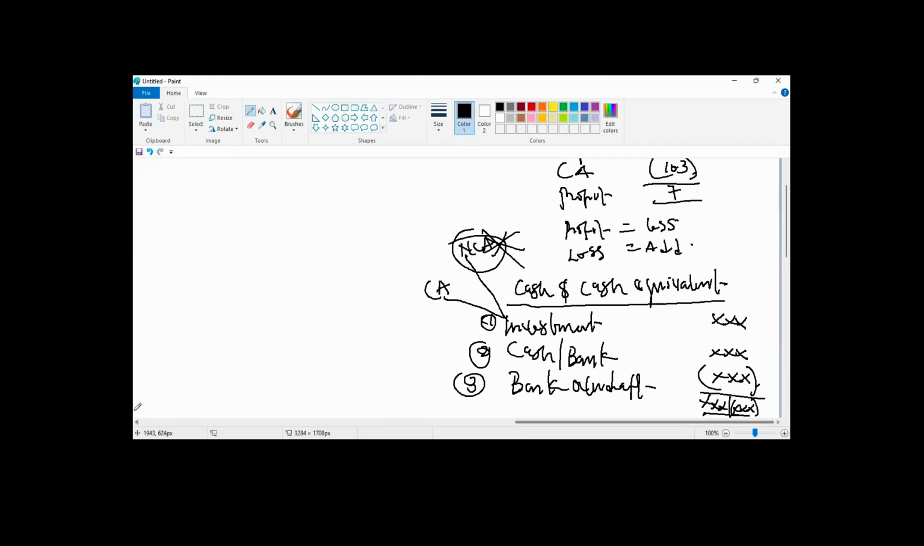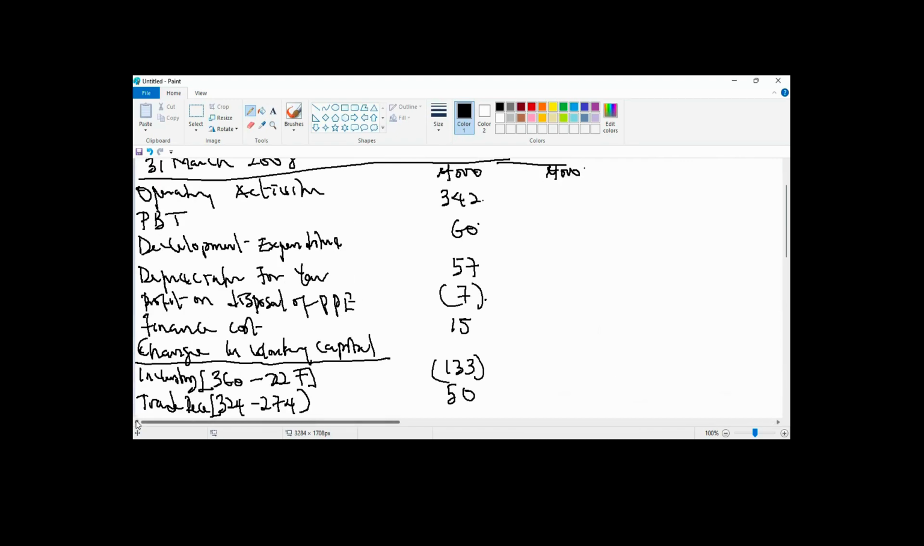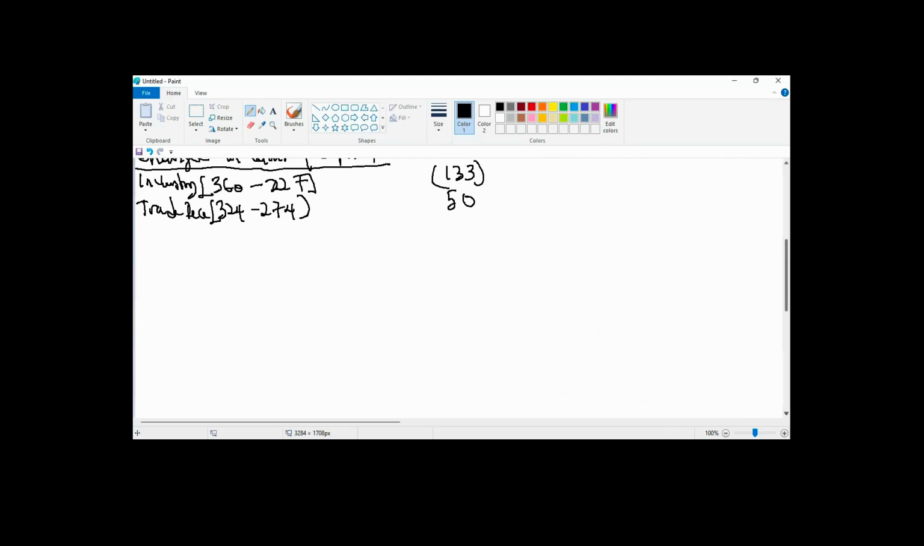I'll just go to the liabilities now. Trade payable. What is the trade payable at the beginning in the current liability? Go and check. At the beginning is 352. At the end is 274. Meaning it has decreased. Don't forget, a decrease in liability is a cash outflow. 352 minus 274, what does it give us? 78. It's a cash outflow.